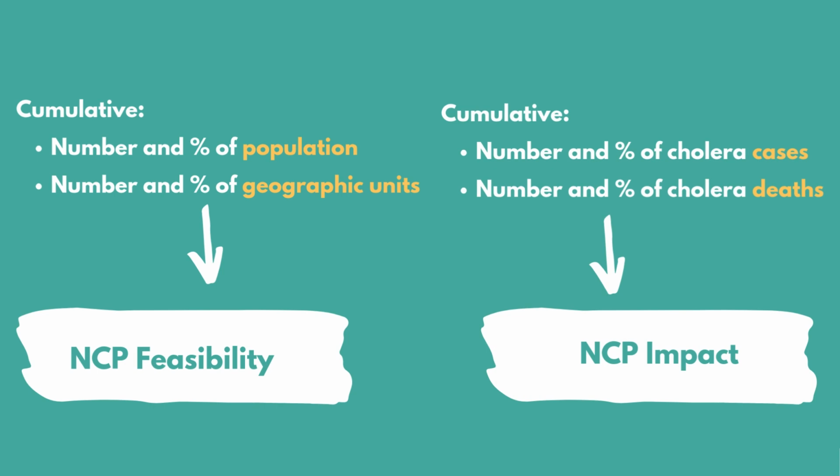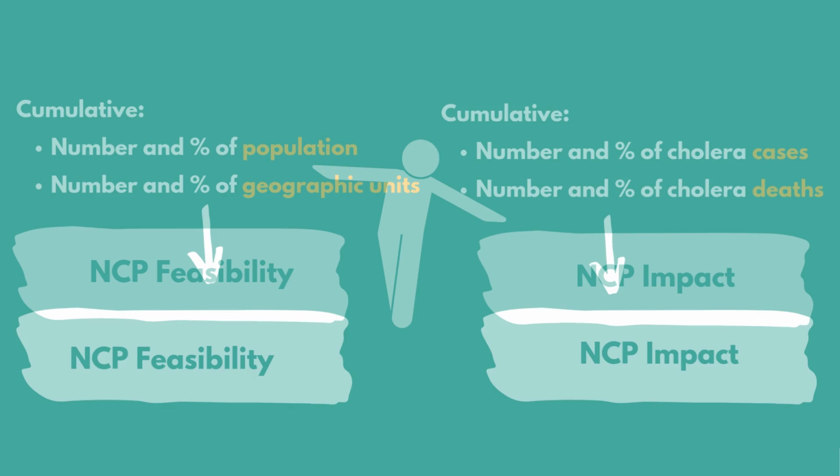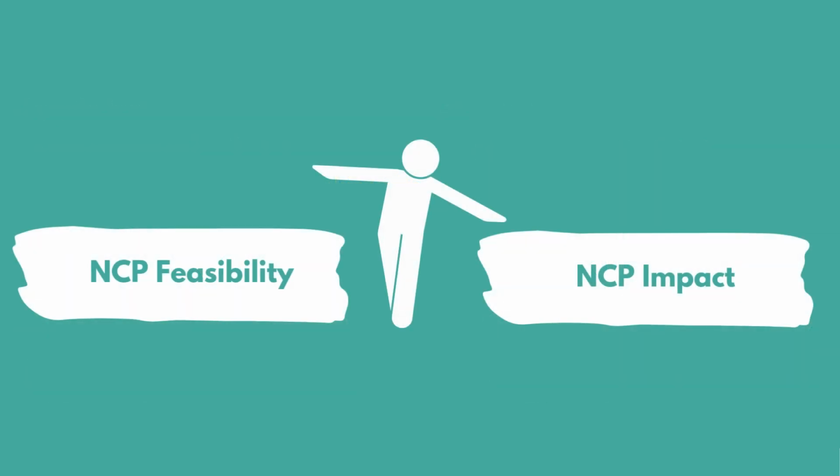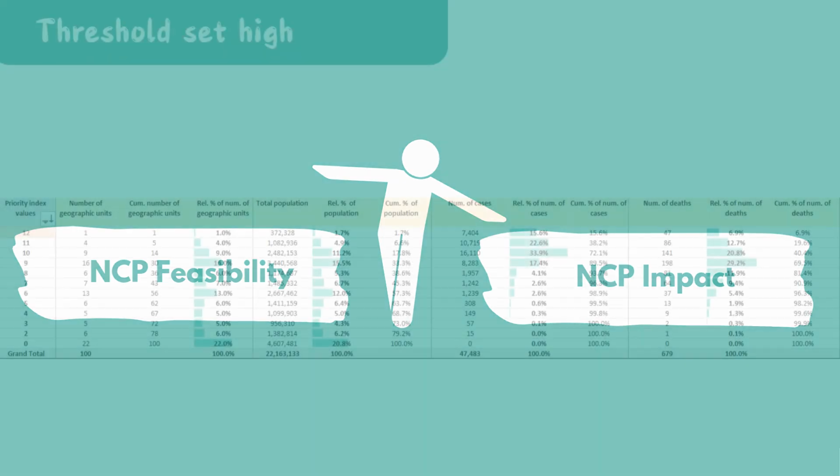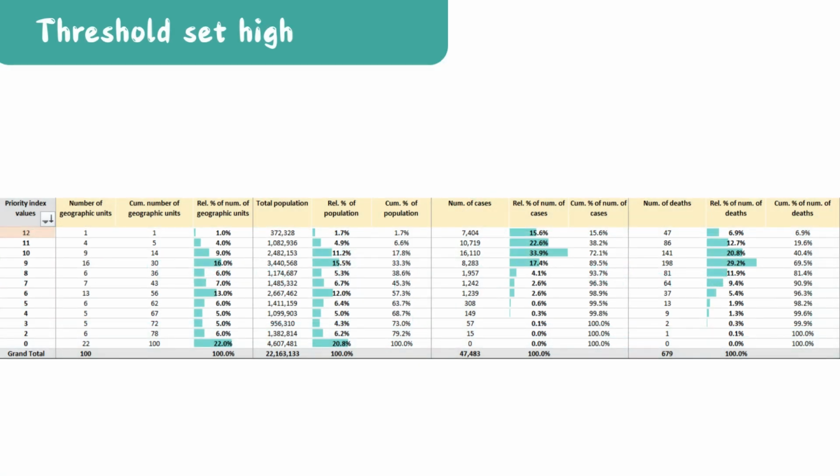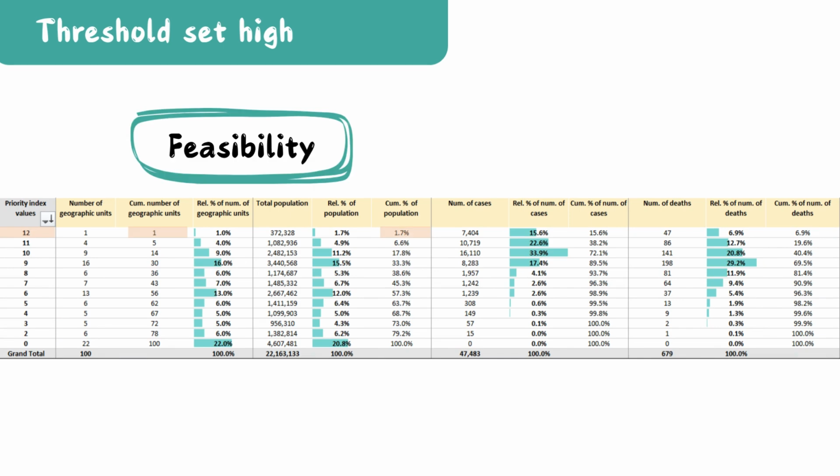Therefore, figures provided in sheet R3 are essential to determine the priority index value, which in the country-specific context represents the best balance between the feasibility and the potential impact of the future NCP. For example, if the priority index threshold was set to 12, one geographic unit representing about 2% of the population would be PAMI. Implementing multisectoral interventions in PAMIs would most likely be feasible.